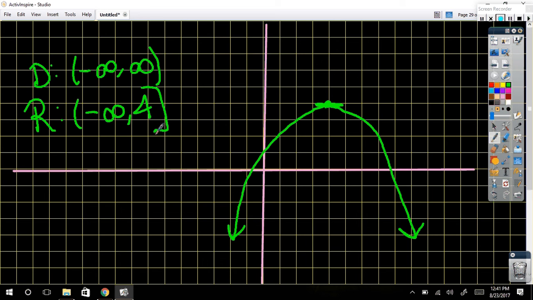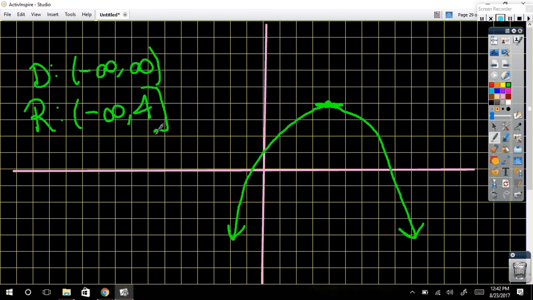What very special point is restricting my range every time? The vertex. Why negative infinity to 4? You have to go smallest to biggest. So you start down on the graph and then you look up. Other questions?